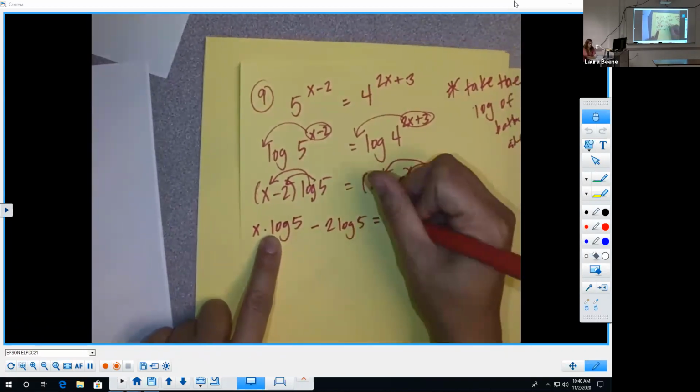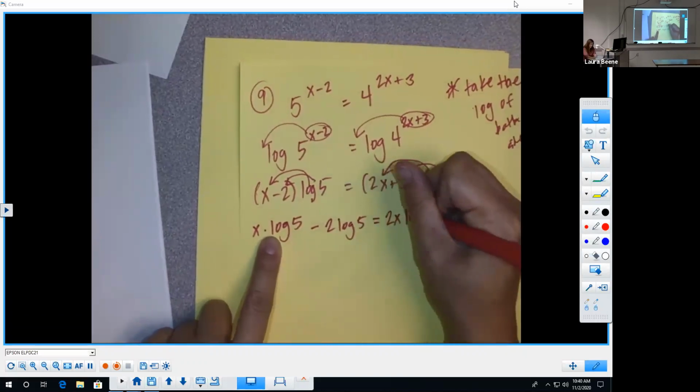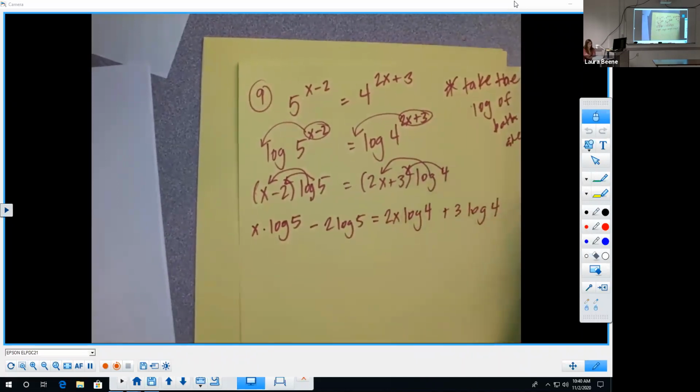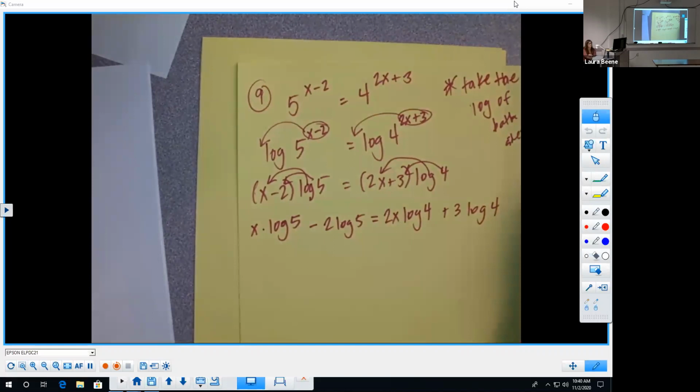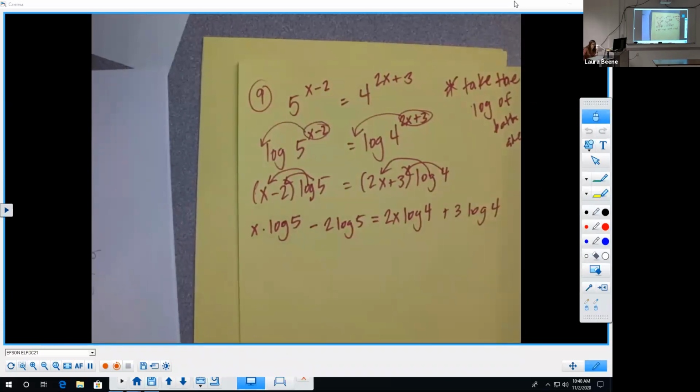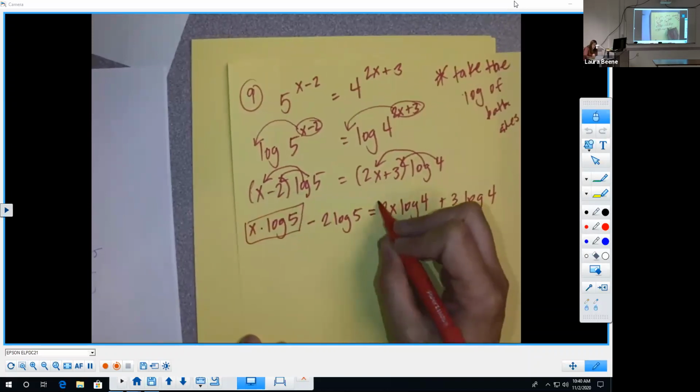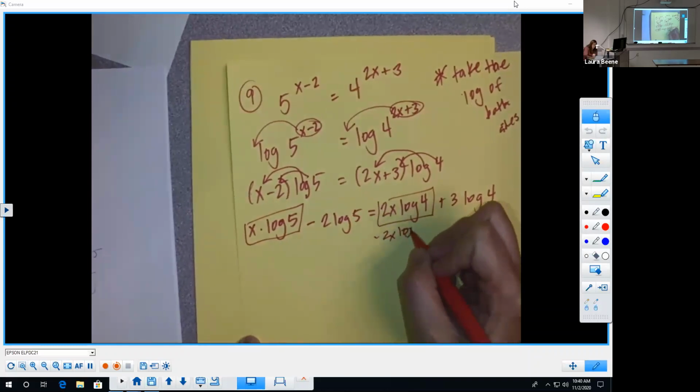equals 2x times log 4 plus 3 times log 4. Again, what's my goal? Trying to solve for x here. Get the x's on one side, get all the other ugly numbers on the other side. So here's an x. I'm going to keep that over here. Here's my other x. Let me move that over. So I'm going to subtract 2x log 4 from both sides.